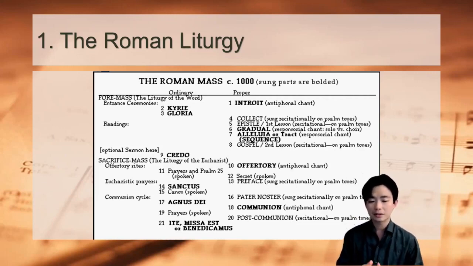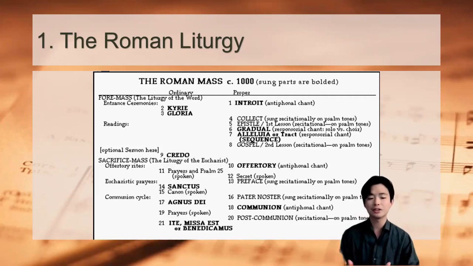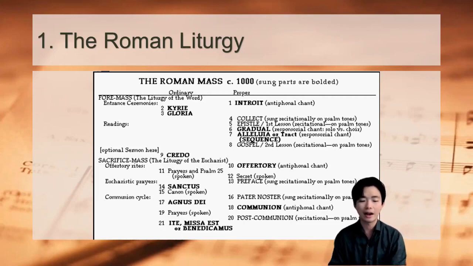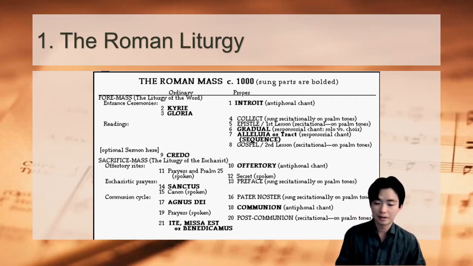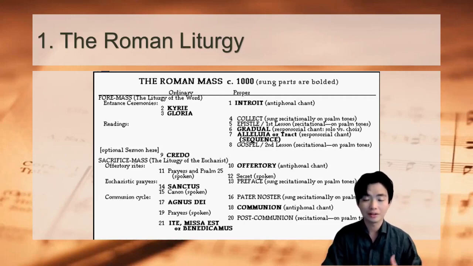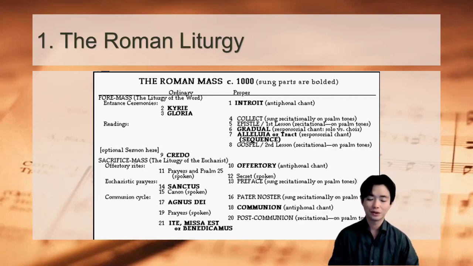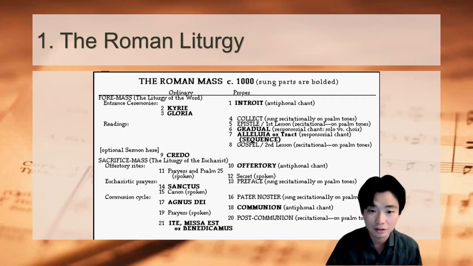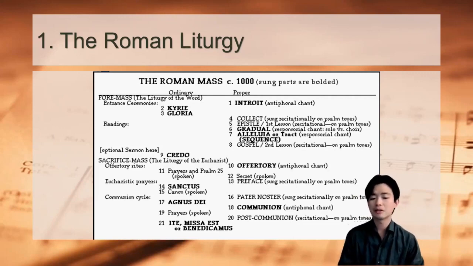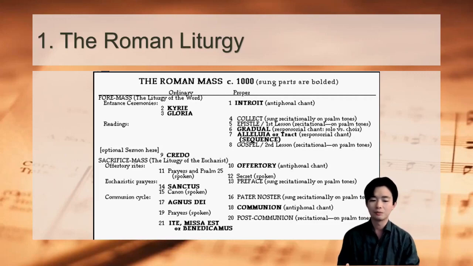In such a space, the Mass begins with the entrance procession of the celebrant and his assistants to the altar, incense wafting through the air. The choir sings a psalm named the introit. So you can see the introit on the screen. All the bold words are sung by the choir or the soloist. The other things are just spoken lines. So in such a space, the Mass begins with the entrance procession of the celebrant.